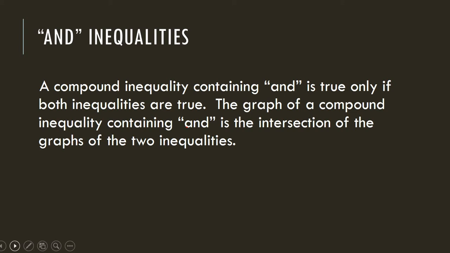A compound inequality containing AND is true only if both inequalities are true. The graph of a compound inequality containing AND is the intersection of the graphs of the two inequalities. So pause and copy that down.